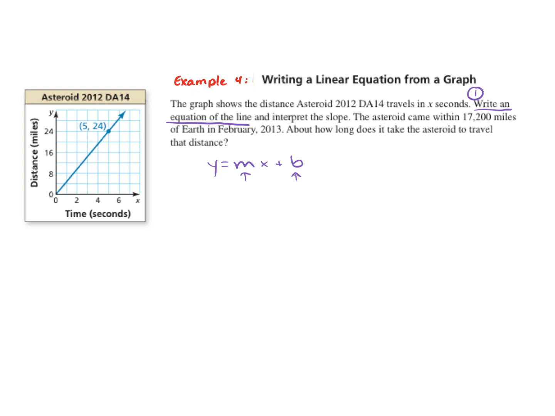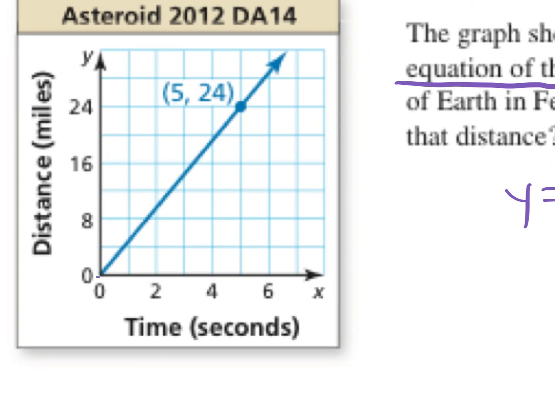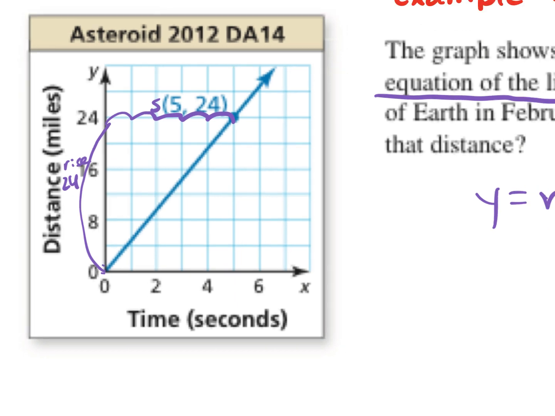How do I find the slope? How can I find the slope here? Rise over run. So we can count. Be careful with your numbers on the axis here. It goes up 4 each time. So this will be 24 is our rise. And we run 1, 2, 3, 4, 5. So it'd be 24 over 5.